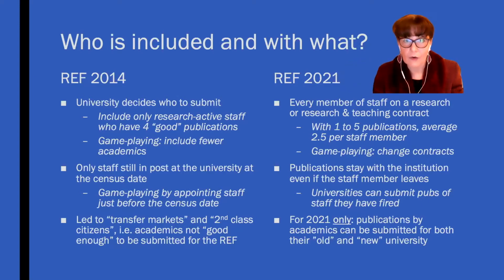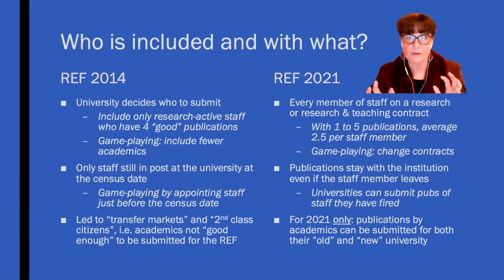However, in the current REF, there is no longer this choice because the university has to submit every academic working in the institution that is on a research and teaching contract or a research only contract. So regardless of whether they have published or whether they have published at a high level, they need to include this staff member. Obviously, that has led universities to engage in another kind of game playing in that they have tried to change academics' contracts. So people who were traditionally on a research and teaching contract, some of them have been asked to change to a teaching only contract because then they don't need to be submitted to the REF. Obviously, these are hugely disturbing discussions for individual academics, especially if they feel they are doing research, they just haven't managed to get to that top level yet.